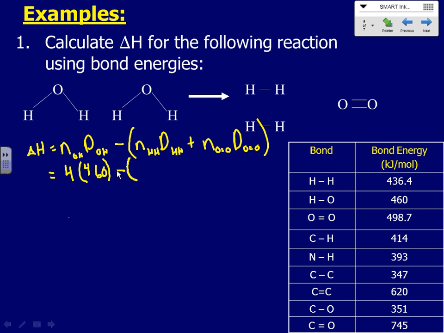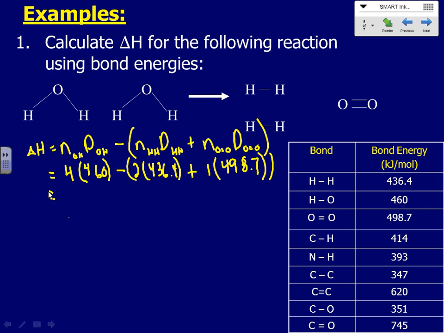kilojoules, minus. Now let's sum up all of the bonds formed. I've got 2 bonds, and an HH bond is 436.4. And I've got to add to that the other bond that's formed. And so there's only one O double bond O bond, and that is 498.7. All right, and that whole thing is in brackets because that's exothermic and we need the negative in front of it.